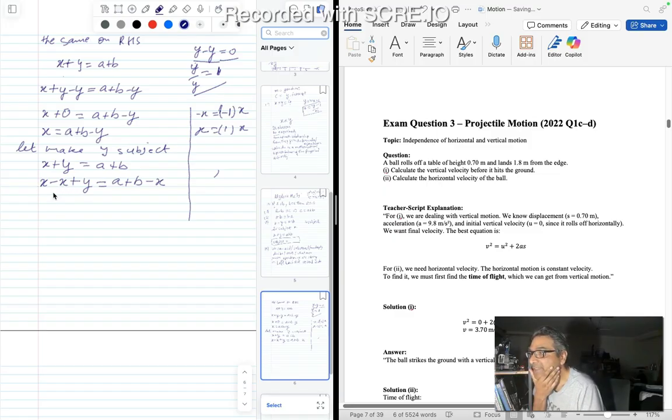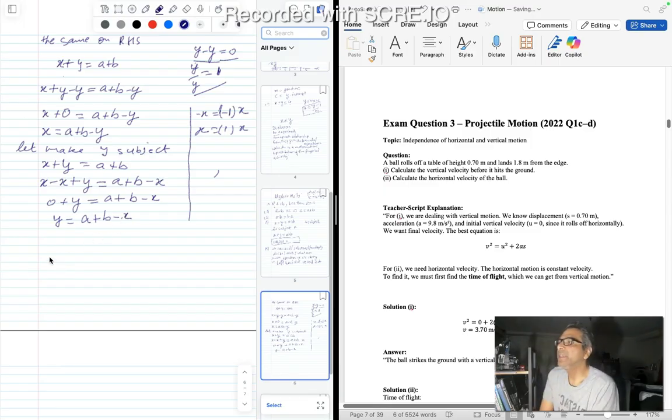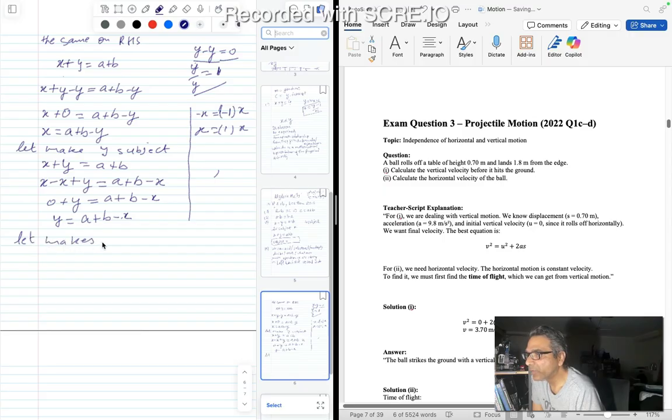So x minus x equals 0, plus y equals a plus b minus x. So this makes y equals a plus b minus x. Got it? Very fine. Okay, now let's change the subject to a. You will definitely be able to see that.